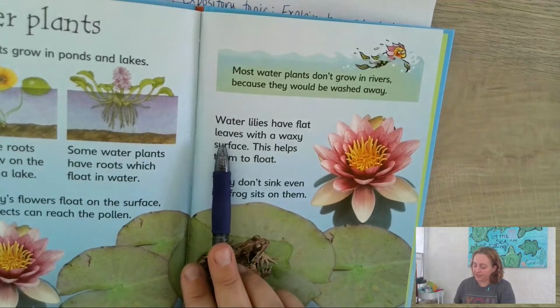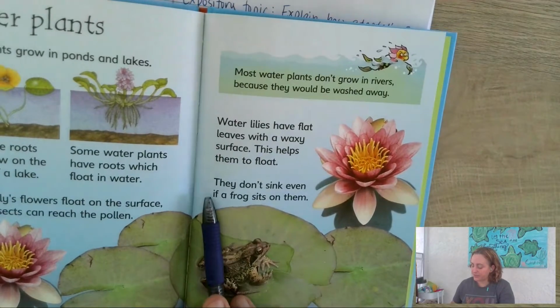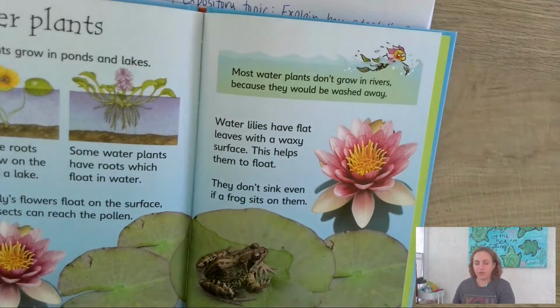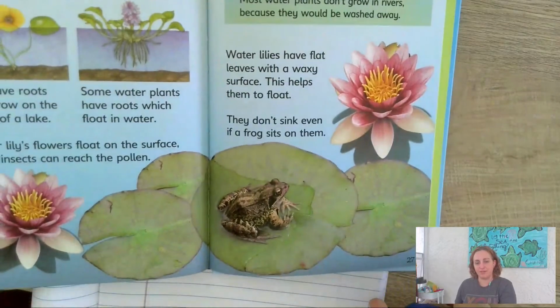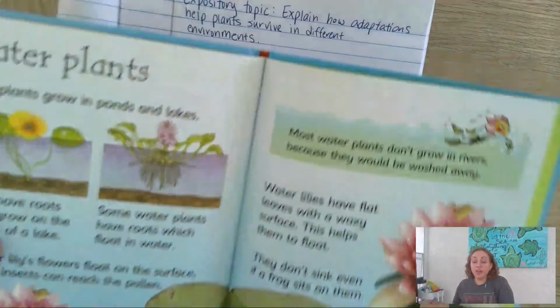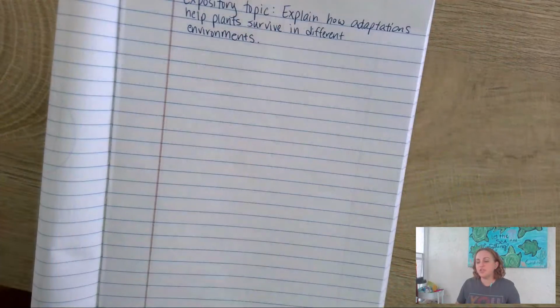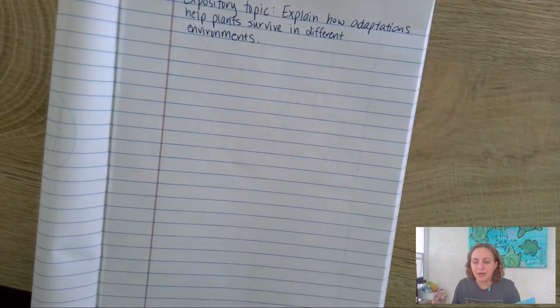Water lilies have flat leaves with a waxy surface. This helps them float. They don't even sink when a frog sits on them. There's even a picture. Okay, so I've gotten a lot of information. So now what I'm going to start doing is thinking about that information that I've just read.